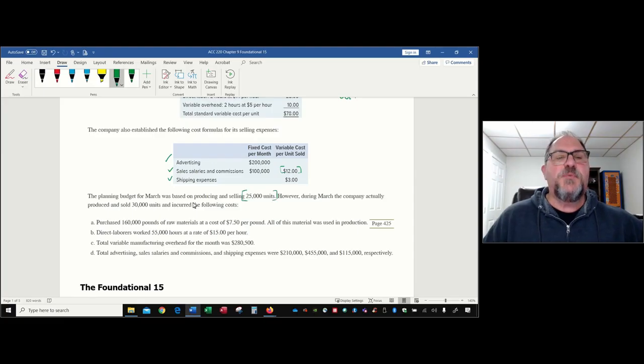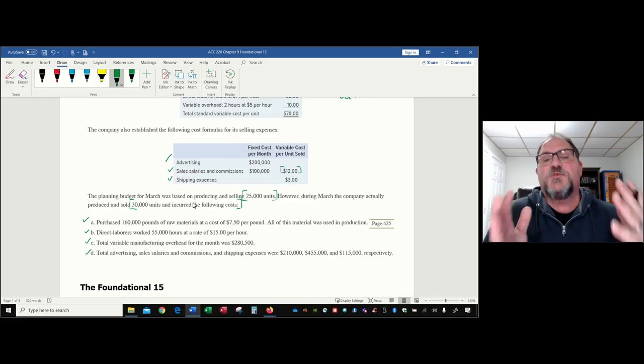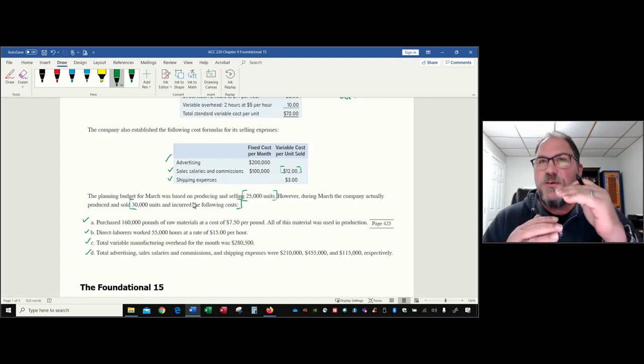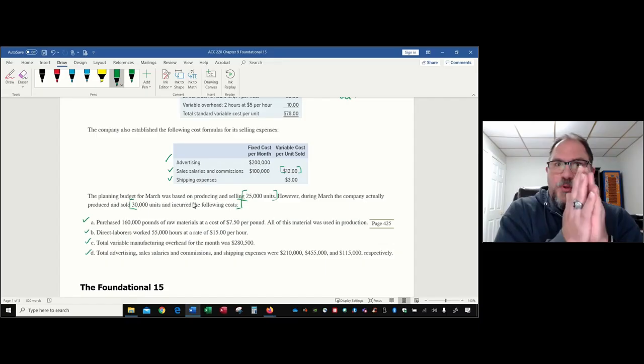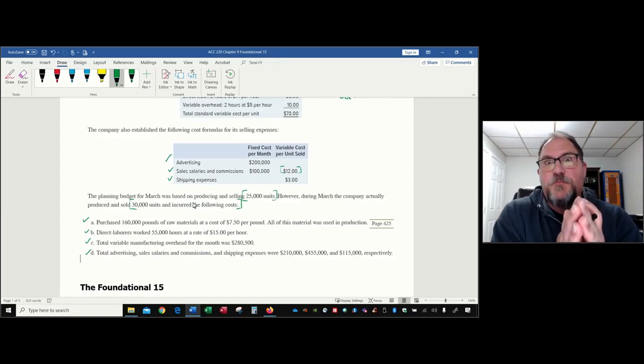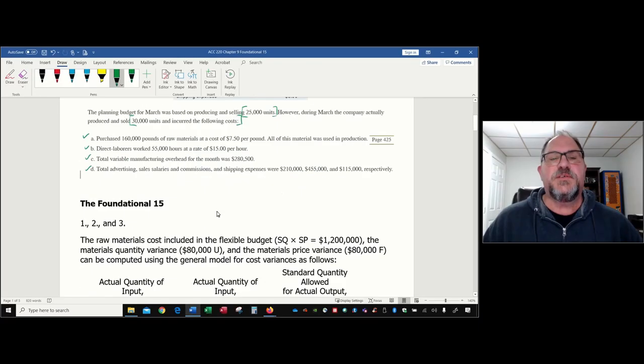However, during March, the company actually produced and sold 30,000 units, and then they gave us a bunch of costs here. And so the question is, did we do a good job with our costs? That's really what this is all about. So these problems are going to take you through looking at what you planned on, what you planned on using, what you planned on making, and what actually happened, and also the cost in doing that, okay? So let's take a look at some of these.